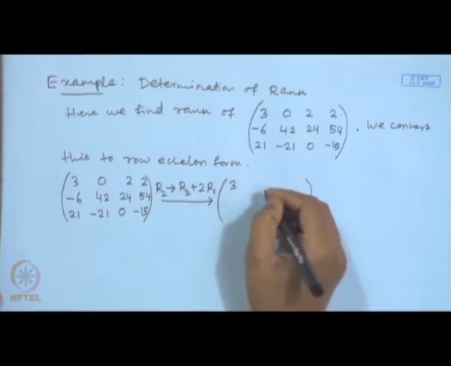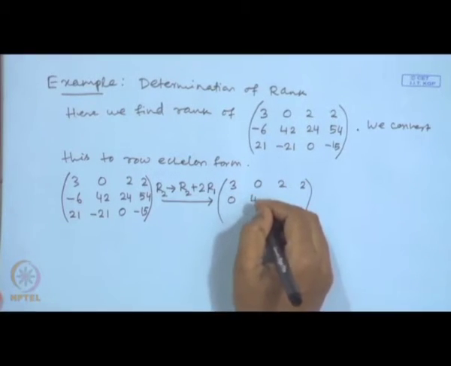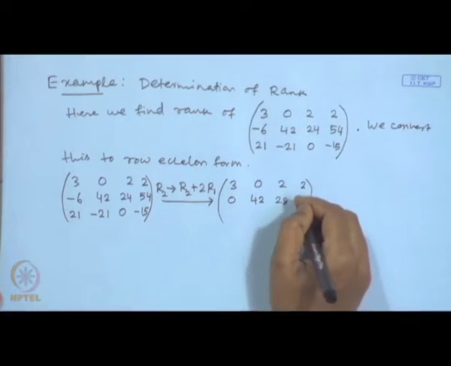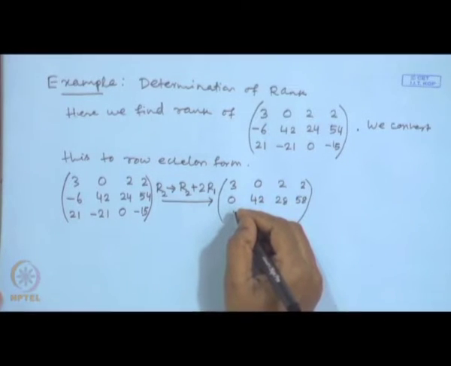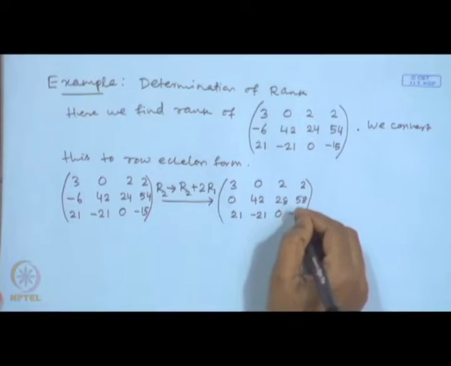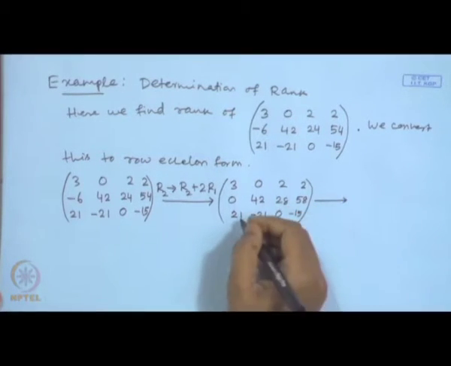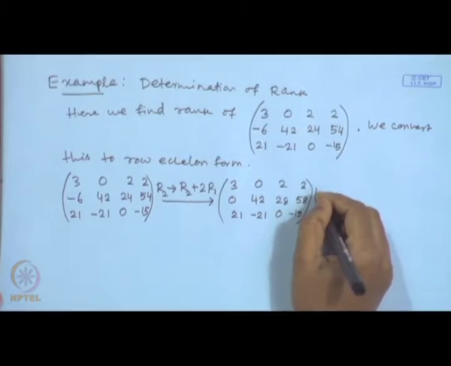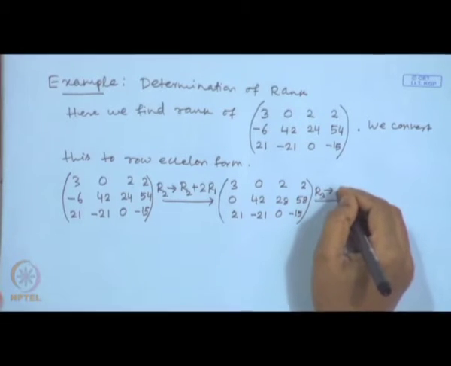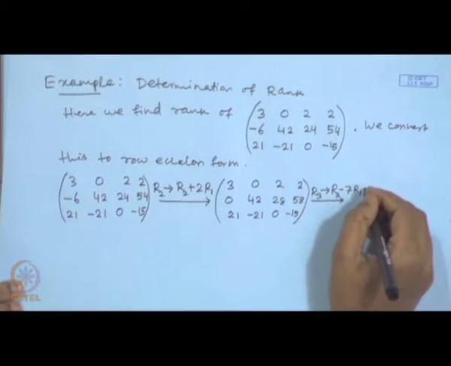So, we get this matrix: 3 0 2 2, 0 42 28 58, and the third row is as it is, that is 21 minus 21 0 minus 15. So, again we apply an elementary row operation, that the first entry of the third row we make 0. Therefore, we replace row 3 by row 3 minus 7 times row 1. So, we get this matrix.